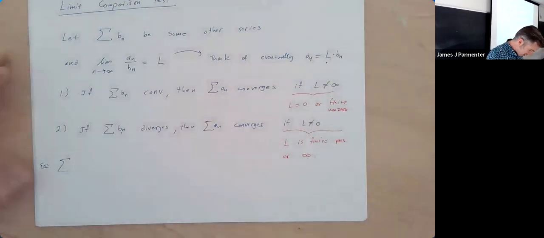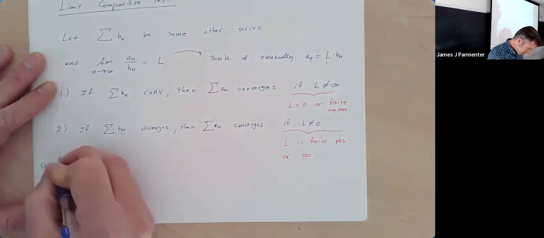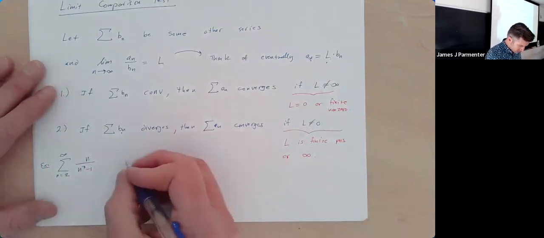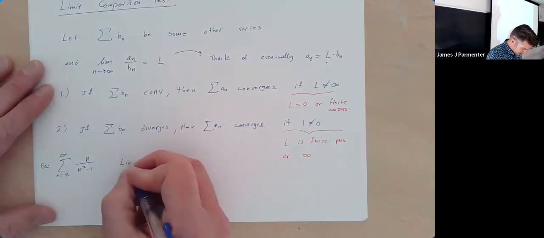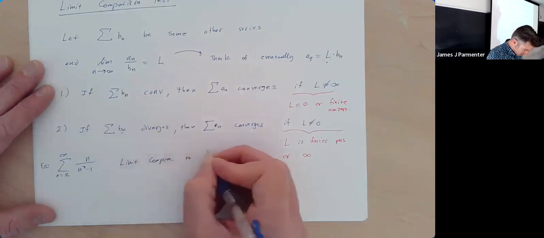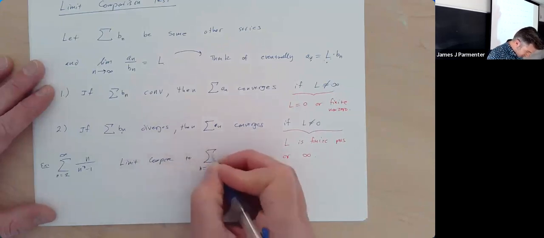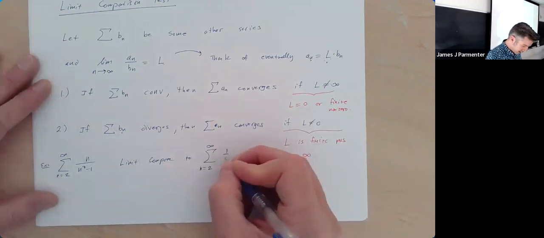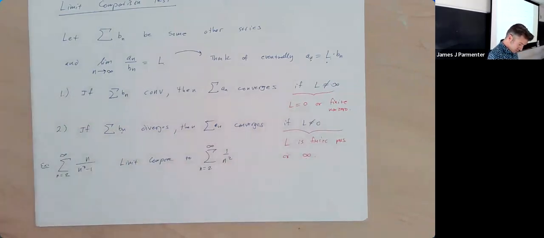N over n cubed minus 1, which we already know converges, but I would do a limit comparison, the limit compared to the sum from n equals 2 to infinity of just n over n cubed, which is 1 over n squared.